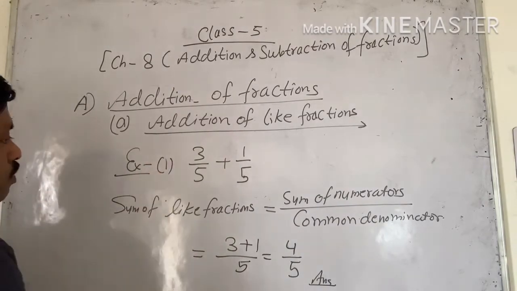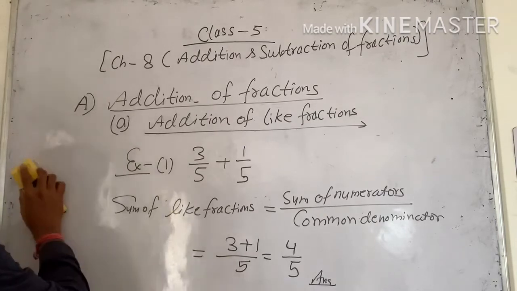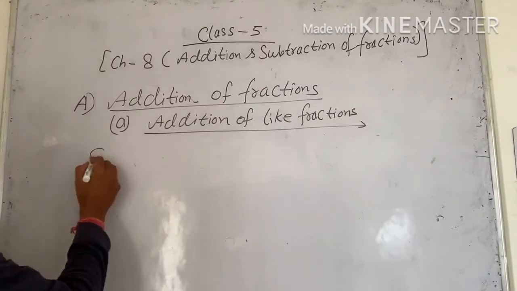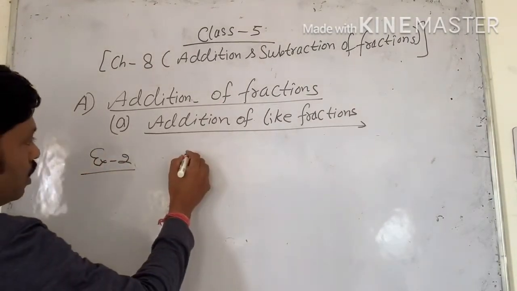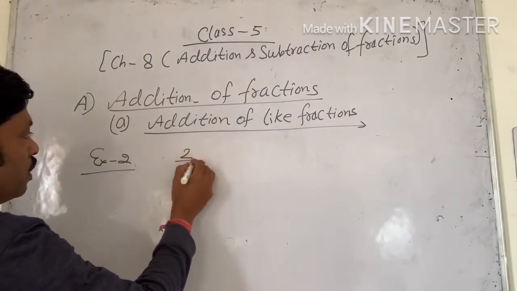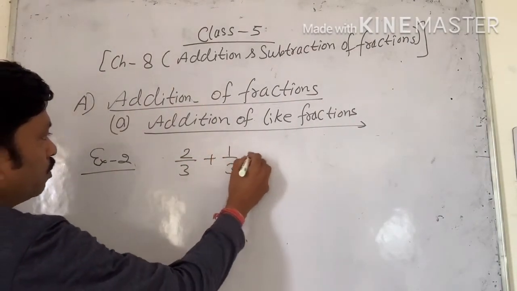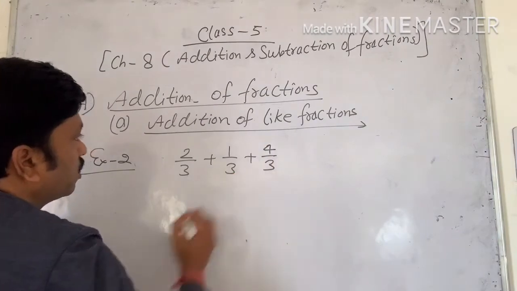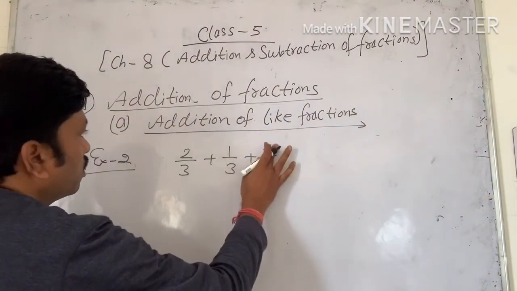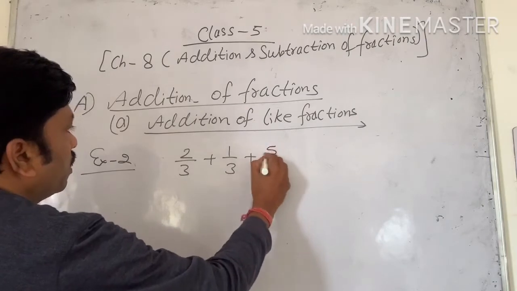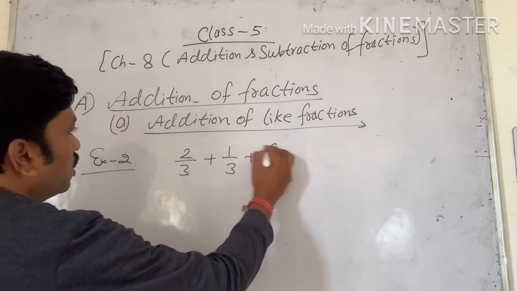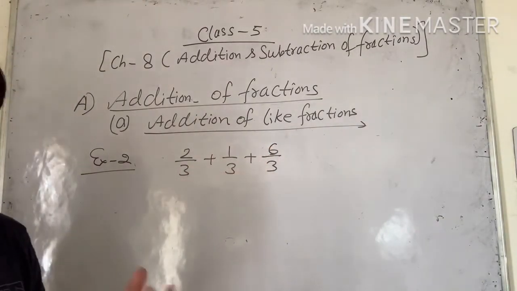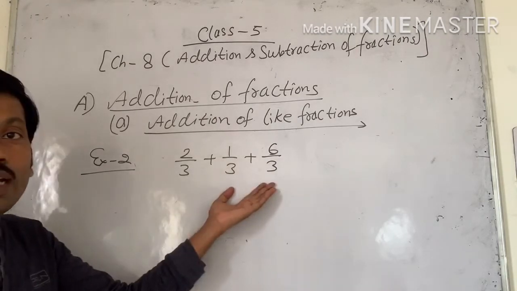Okay, now let us take another example for this type of question. Example number 2: 2 by 3 plus 1 by 3 plus 6 by 3. How can we add them? These are also like denominators.